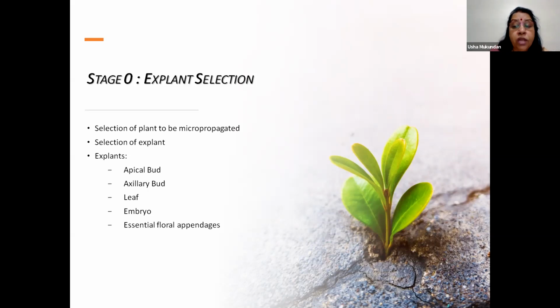Now your explant, you can choose either from a field grown plant, or you can germinate seeds and then you can obtain the explant from it. If you want to grow virus-free plants, then you use the meristematic tissue.